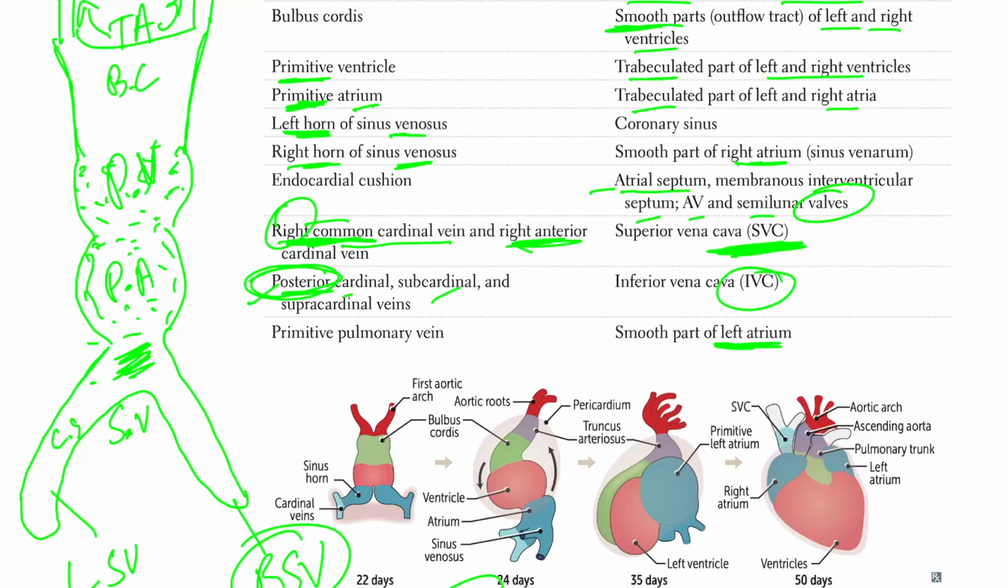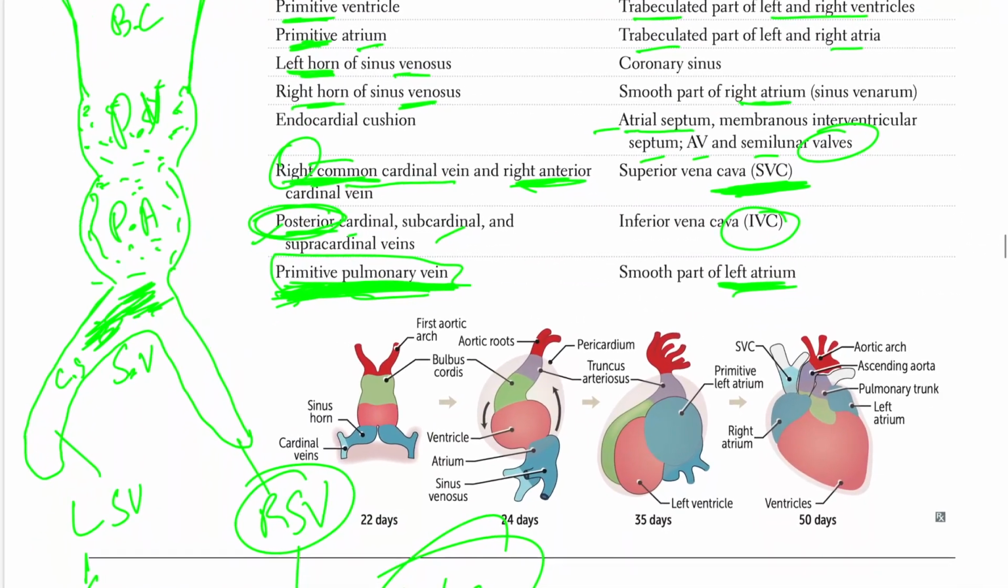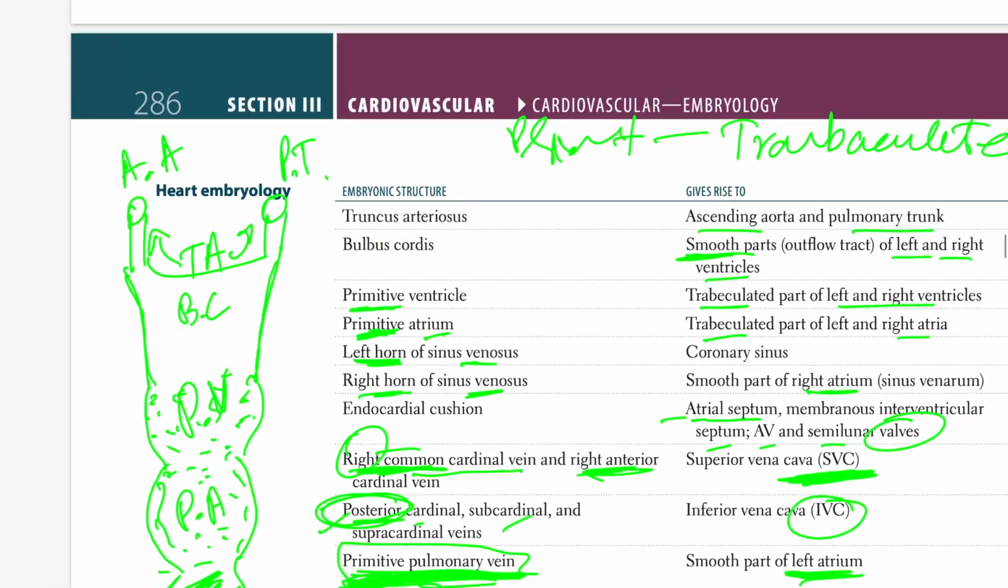And that is given by the primitive pulmonary vein. This is the only exception to that mnemonic that primitive is trabeculated, because this vein is not supposed to be trabeculated, right? So primitive is the left atrium, which is right here. Okay, let's just recall this and move on.